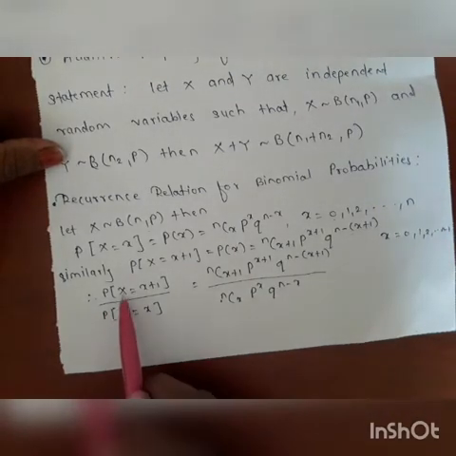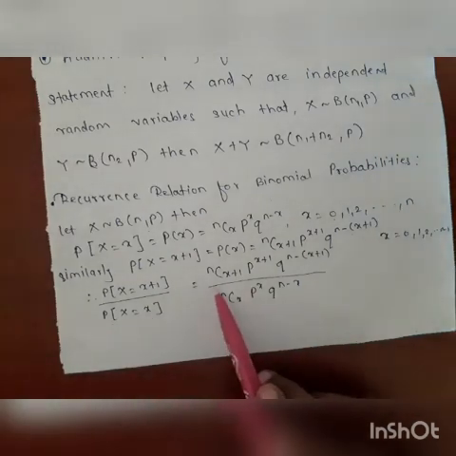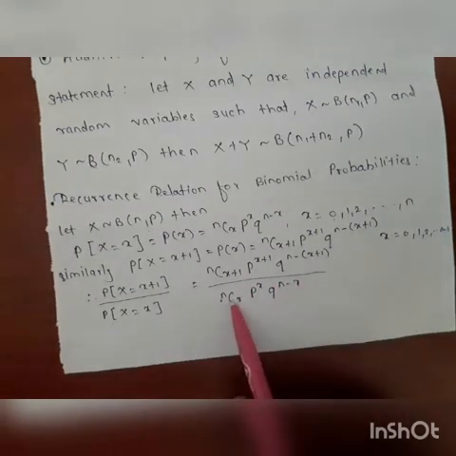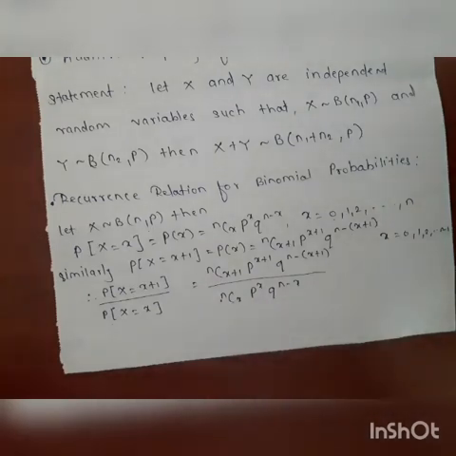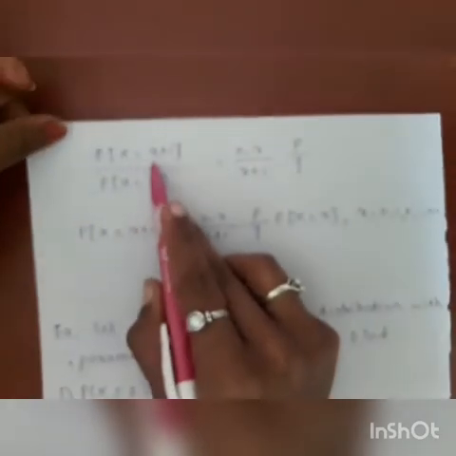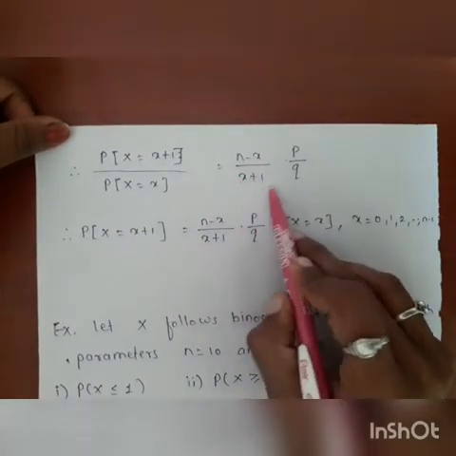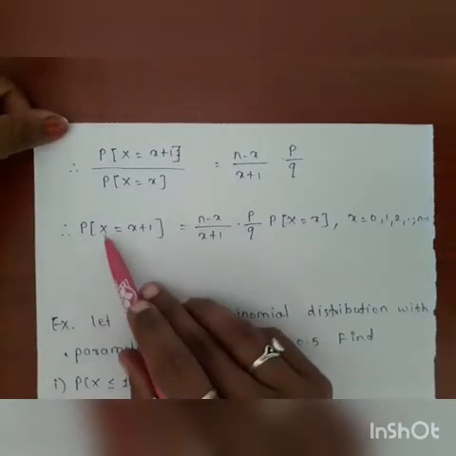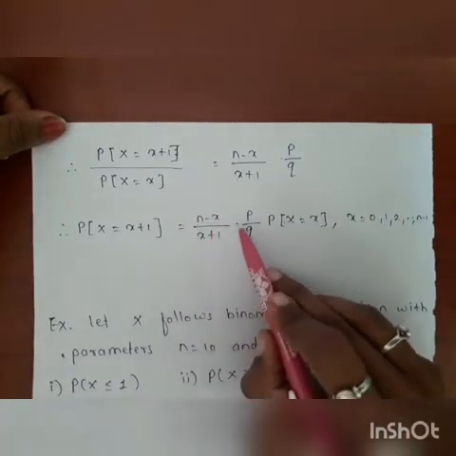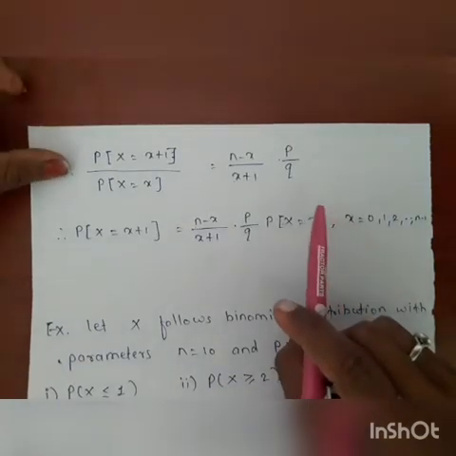Therefore, P(X equal to x plus 1) upon P(X equal to x) is equal to nC(x plus 1) p raised to x plus 1 q raised to n minus (x plus 1) divided by nCx p raised to x q raised to n minus x, which is equal to (n minus x) upon (x plus 1) into p by q. Therefore, P(X equal to x plus 1) is equal to (n minus x) upon (x plus 1) into (p upon q) into P(X equal to x), where x is running from 0, 1, 2 up to n minus 1.